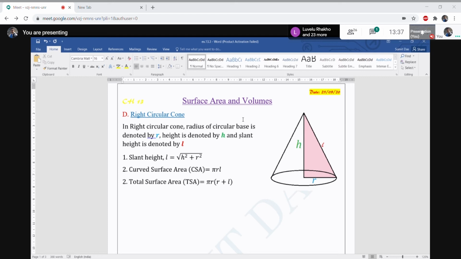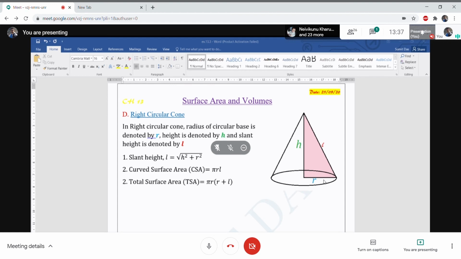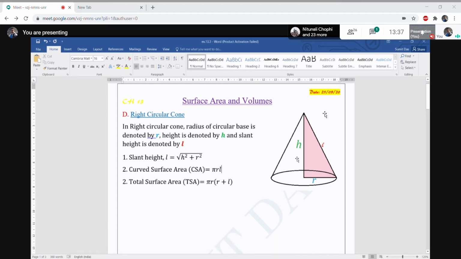Here slant height is sometimes also named lateral height. Then this lateral height and radius have some relation. If you see this pink color triangle, consider this a right angle, because height is making a right angle with the radius, right? Then this is a right angle triangle, and l is the hypotenuse, right?